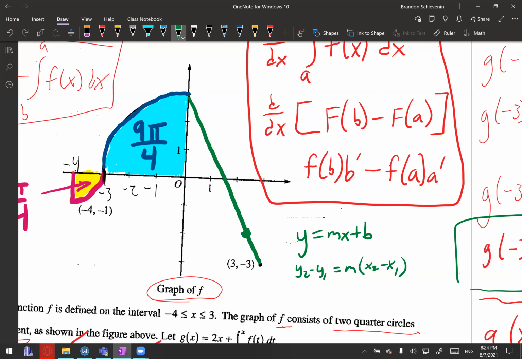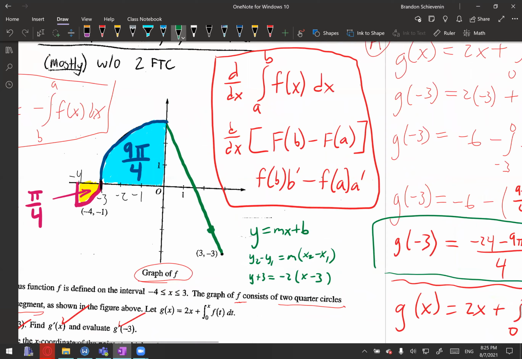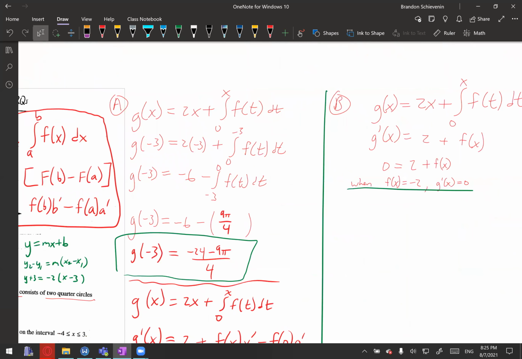-2. Okay, so it's down 6 and over 3. So rise over run, that would be -2/1. Okay, so this would be y minus -3 equals -2 times x minus 3. And I could leave it like that. So that's our equation of a line. And then when our y value is equal to -2, then g prime of x is 0.